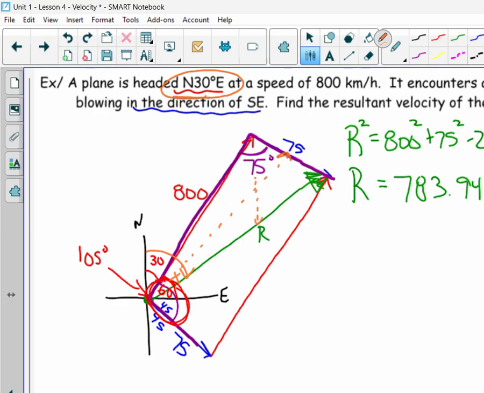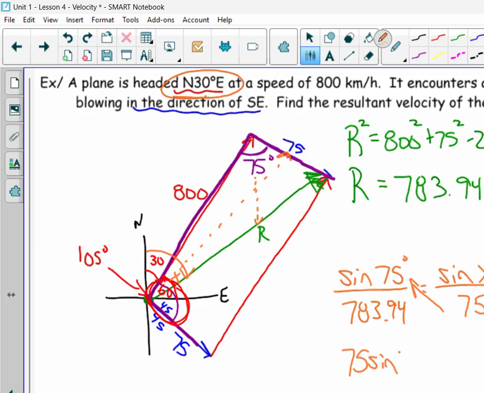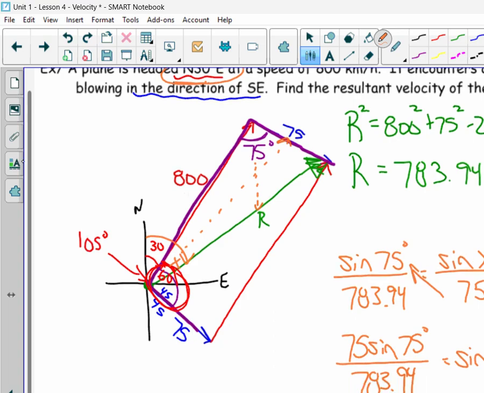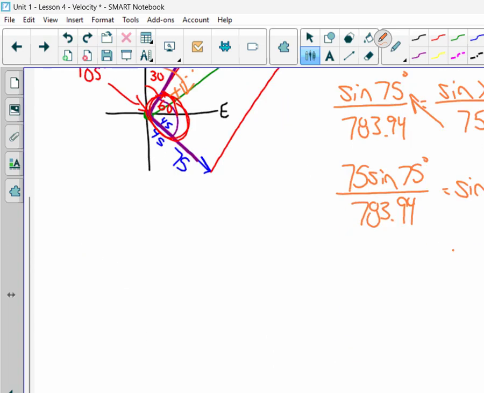across from r. So we can do sine 75 degrees, going with 783.94, and sine x is going to go with our 75 kilometers an hour. Probably shouldn't use 75 for both of those. Oh well. Okay, we're going to cross multiply. I'm going to leave this where it is, so I end up with my sine x by itself. I'm looking for an angle, so we're probably going to do an inverse, because inverse is for angles.